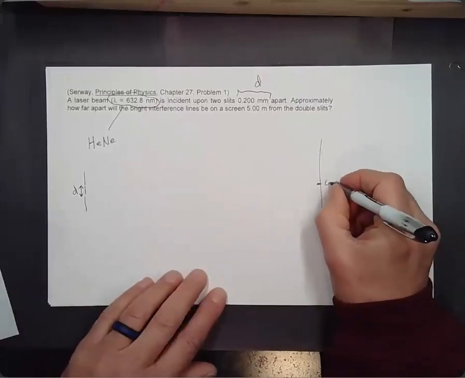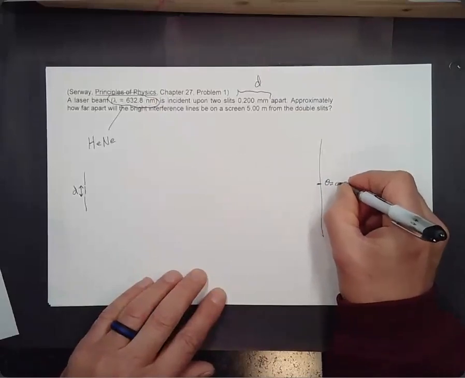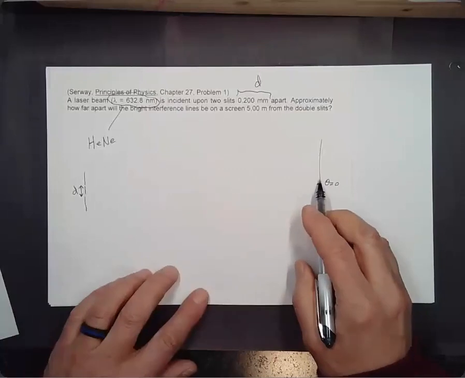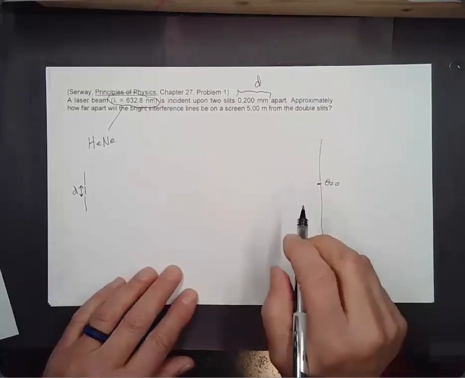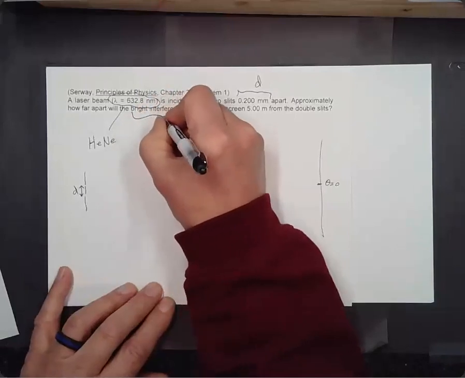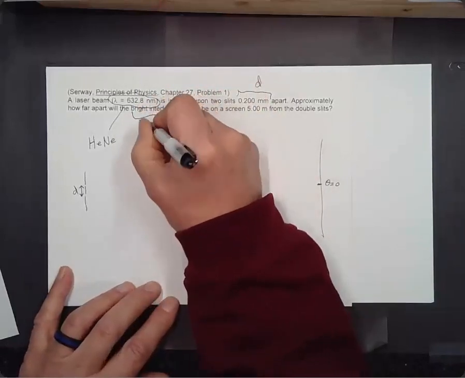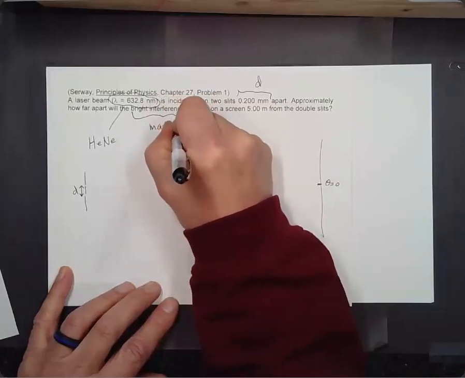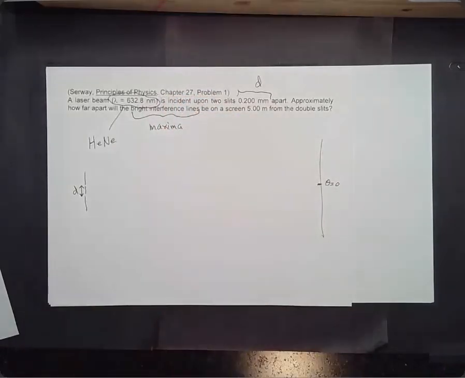This would be where theta is equal to 0. So that would be the central maximum. And we're going to get some other bright interference lines. By the way, this is another code word for maxima. So we'll have that. Well, let's work through the mathematics.